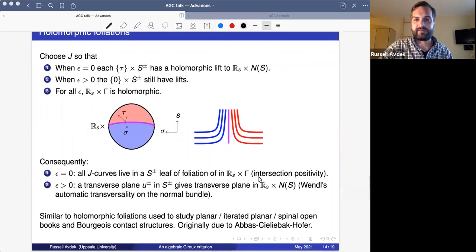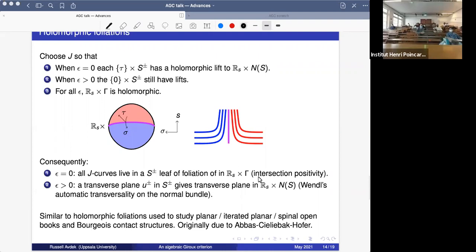And so these techniques, as I said, are used in some of the talks already here. These holomorphic foliations by codimension 2 submanifolds are used to study planar, iterated planar, spinal open books, and Bourgeois contact structures. Maybe not the most recent version of the Bourgeois contact structure paper, I'm not sure, but maybe according to what Jonathan was talking about yesterday. But this is originally due to Abbas, Cieliebak, and Hofer when they're proving the Weinstein conjecture for planar contact manifolds.